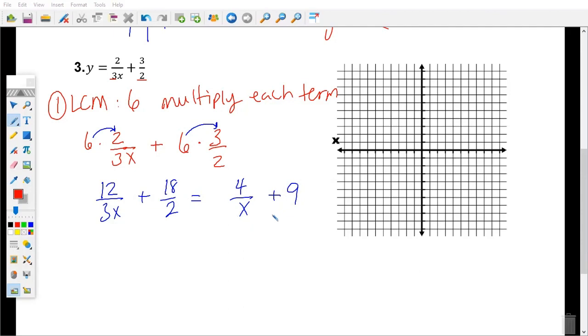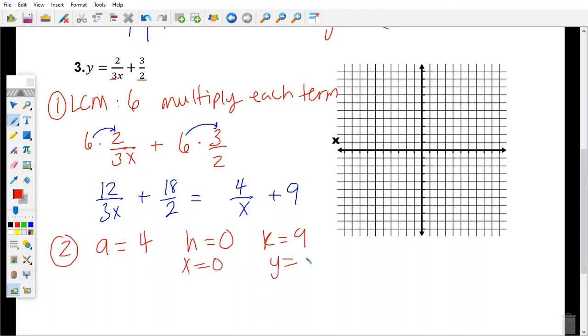Is this the homework? Maybe. Oh, rule 92. That's an A. Exactly. So we now know our A. Your A is 4. Your H is 0. Good job. And your K is 9. So therefore, my asymptotes are x equals 0 and y equals 9.